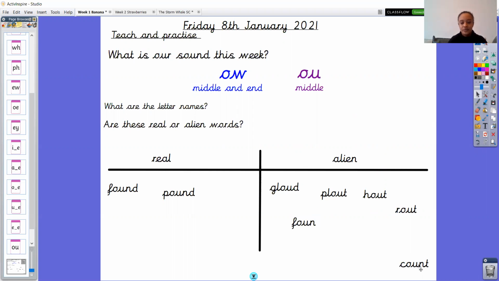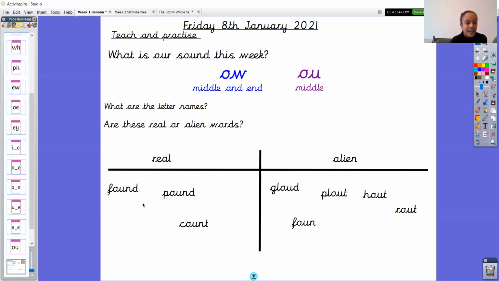And last one. Get my pen. Count. What do we think about that one? Yeah, a real word. I count to 10. Fantastic. Okay, so I hope you've got those words in the correct section, real and alien. Remember, it's always really good practice to be reading real and alien words because it helps us to get used to seeing those sounds, and it also helps us to practice our reading, doesn't it?